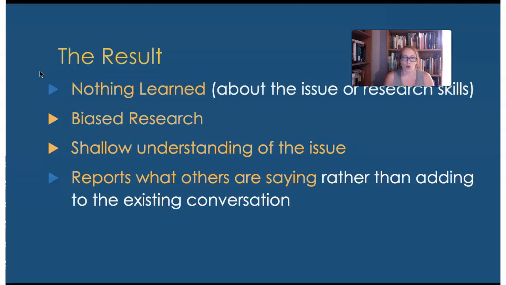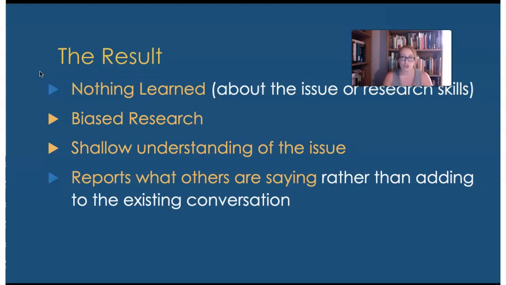We talked about the goal, especially in academic research, especially once you get into college and beyond. The goal is no longer just to report back what other people are saying. It's to really be analytical and critical and thinking and contributing and pushing the conversation forward.